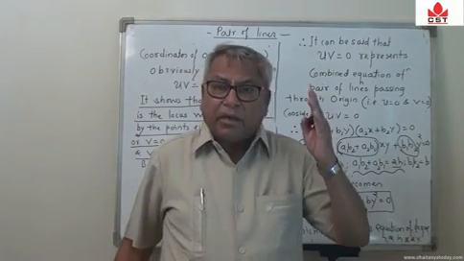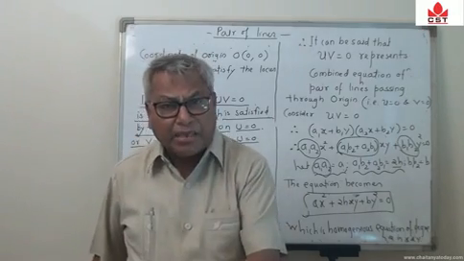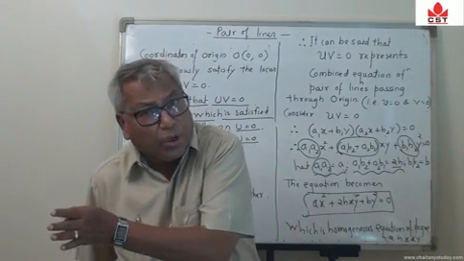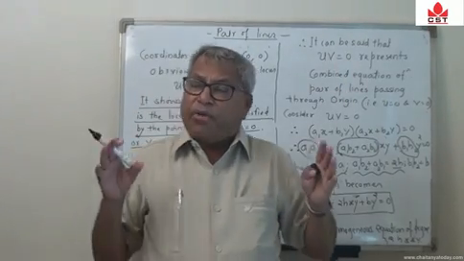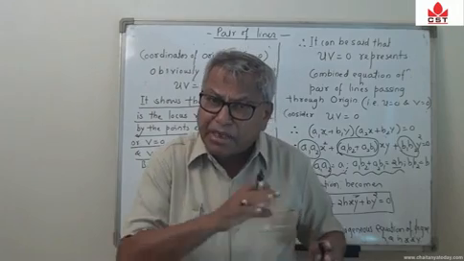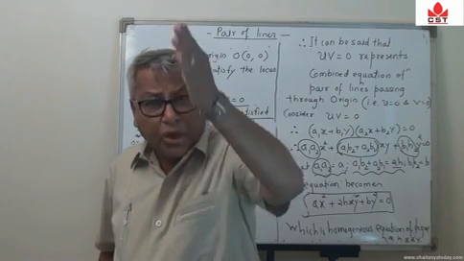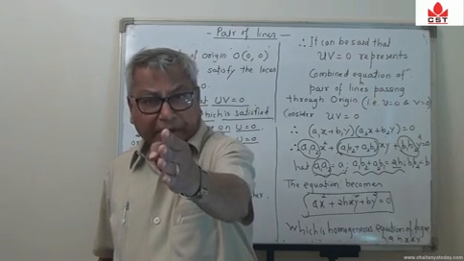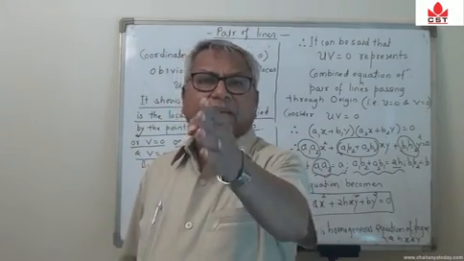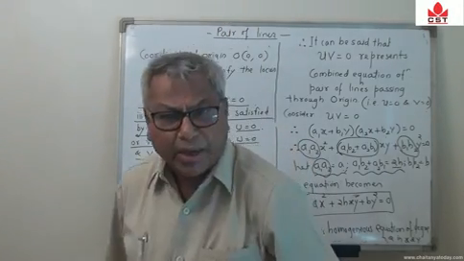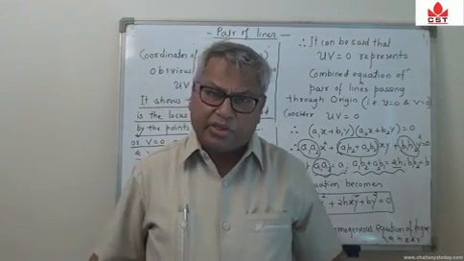That is, the combined equation of a pair of lines passing through the origin is a homogeneous equation. Homogeneous, every term has the same degree. A homogeneous equation of degree 2 in x and y: ax square plus 2hxy plus by square equal to 0.